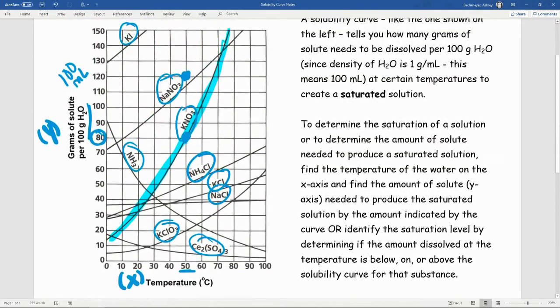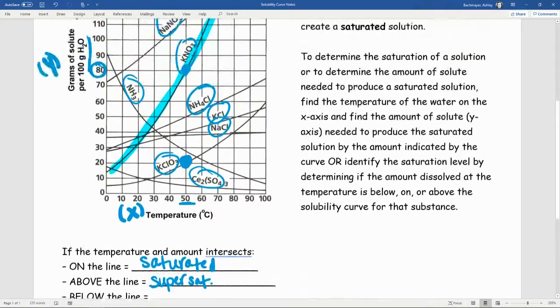If I said, all right, I'm trying to make a saturated solution of KNO3 at 50 degrees, but I only have 20 grams of KNO3, so I'm right down here. Notice how my saturation point is at 80. I don't have enough KNO3 to make a saturated solution. This is like saying I don't have enough sugar to make sweet tea. Those of you that really like sweet tea and really hate unsweet tea know that if you don't have enough sugar, it just doesn't taste right.